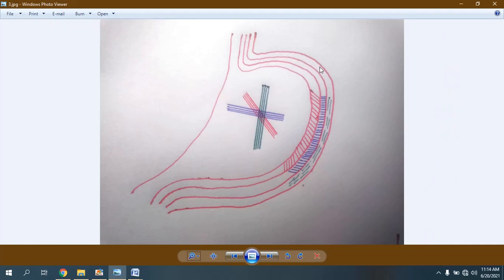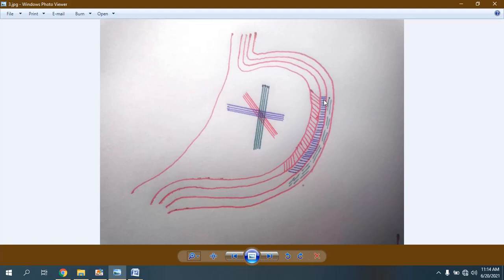The outermost layer of the muscularis is composed of longitudinal smooth muscle. As you can see over here, which is represented by green color, the longitudinal smooth muscle, which is arranged in a longitudinal manner. This is the outermost muscular layer of the muscularis of the stomach.